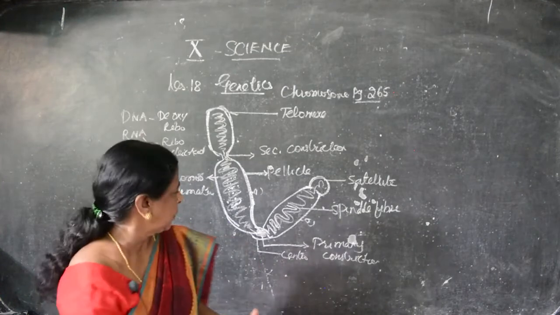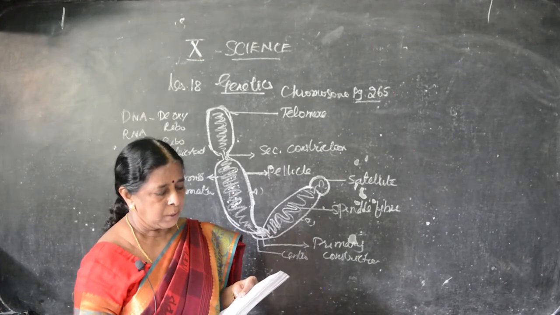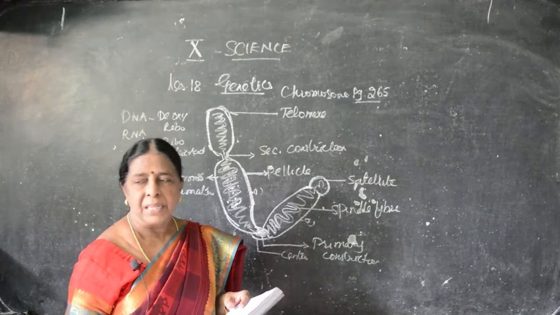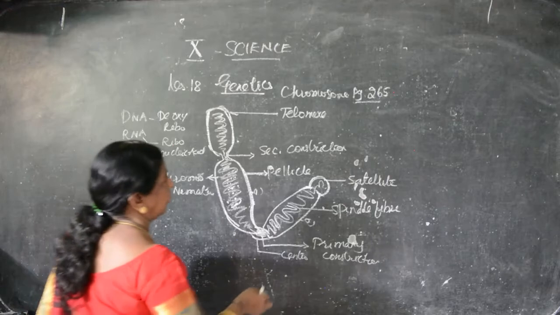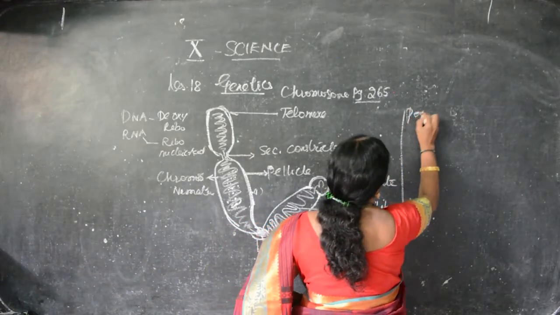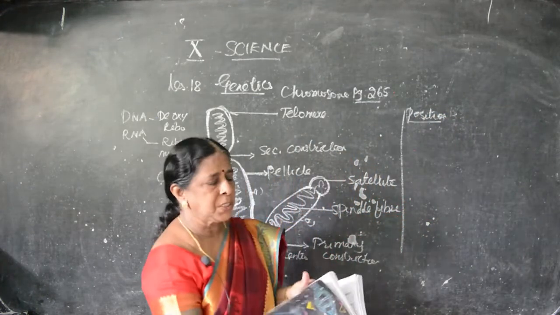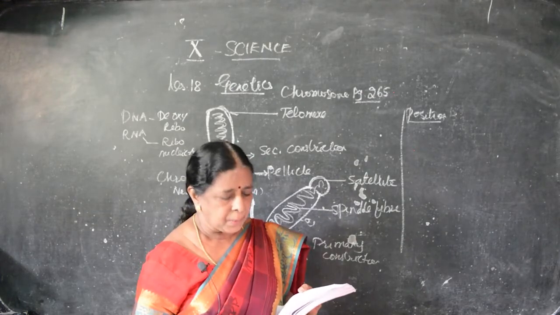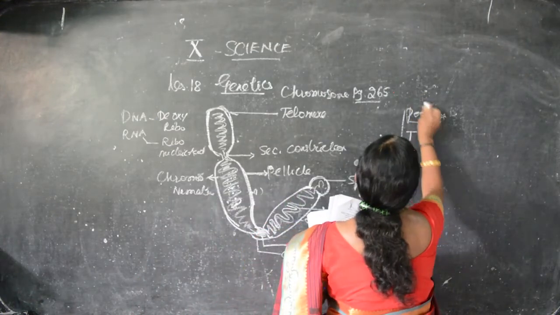Now, we say centromere. Based on the centromere, we can divide the chromosomes into types, based on the position of the centromere. Position of the centromere means what? Where it is, which place the centromere is. So, based on the position of the centromere, chromosomes can be divided into telocentric, acrocentric, submetacentric and metacentric.